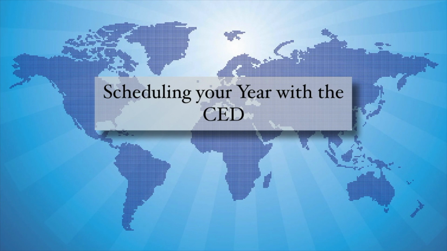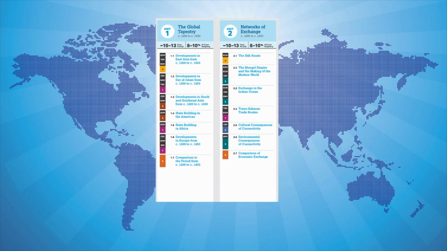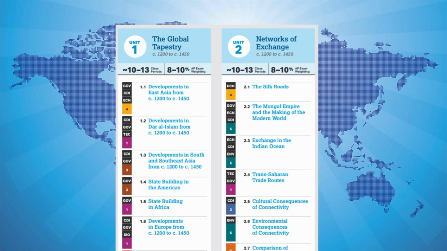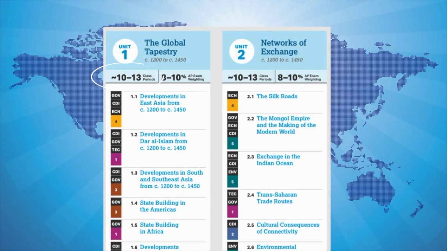So let's start by looking at some of the units in the course at a glance. You'll remember that at the top of every unit you have the suggested number of days to teach those topics. So here in Unit 1 you have 10 to 13 days recommended. Now you may ask, well, where did they come up with those days? Or what is a day here? And a day here is a traditional 45-minute to 50-minute class period.